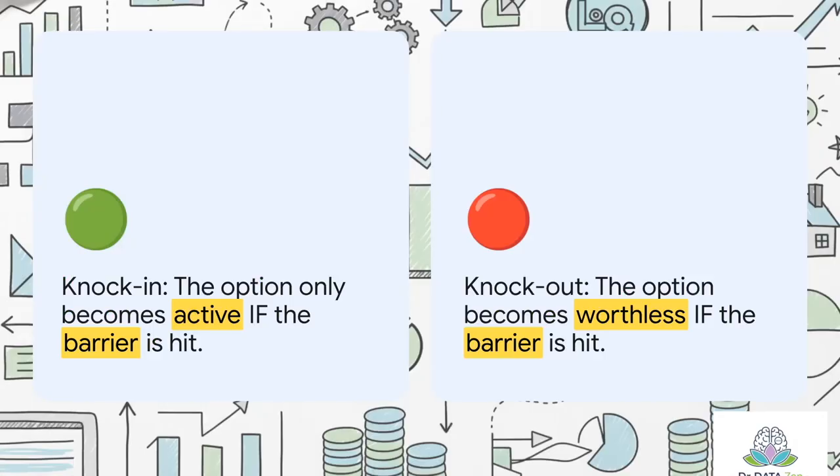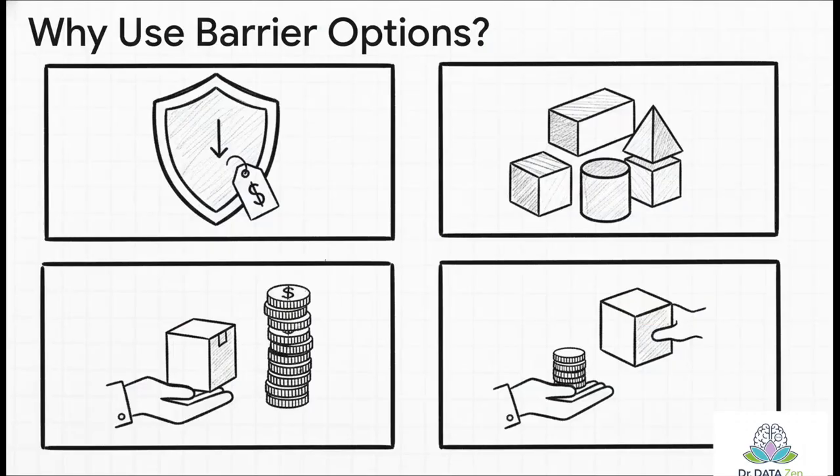And these barrier options, they come in 2 main flavors. You've got a knock-in option. This one starts out dead. It does absolutely nothing until the price hits that barrier. Then boom, it springs to life and becomes a totally normal option. On the flip side, you have a knockout. This one starts out as a regular option, but if the price ever touches its barrier, poof, it's gone, becomes completely worthless. So you might be wondering, why all the extra complexity?